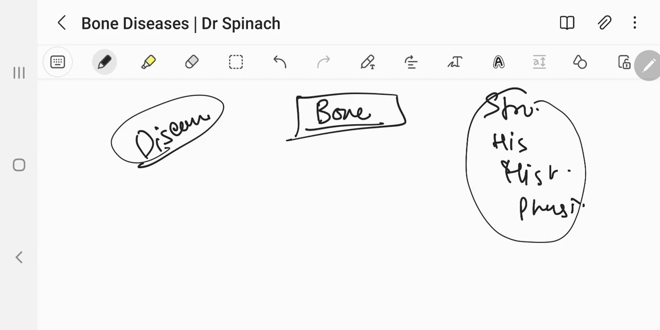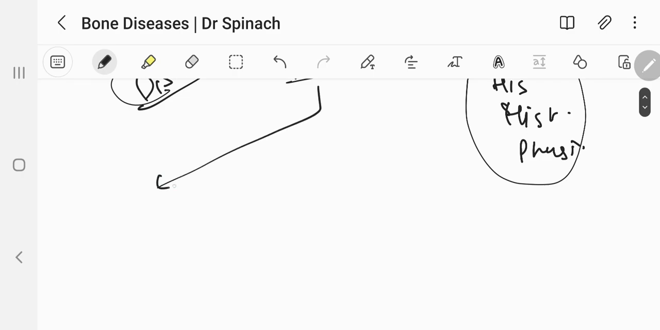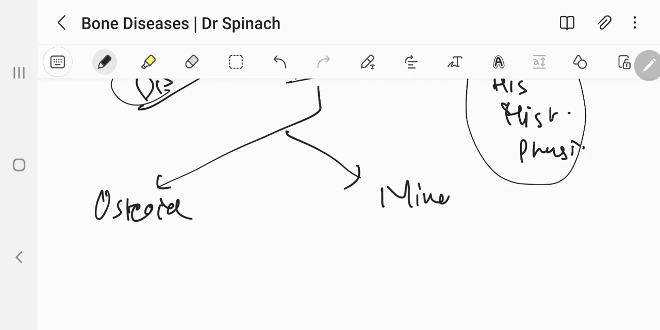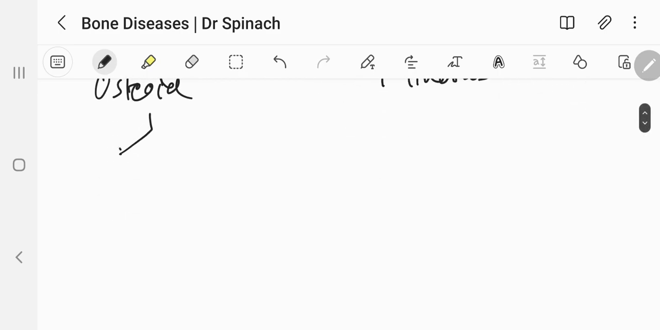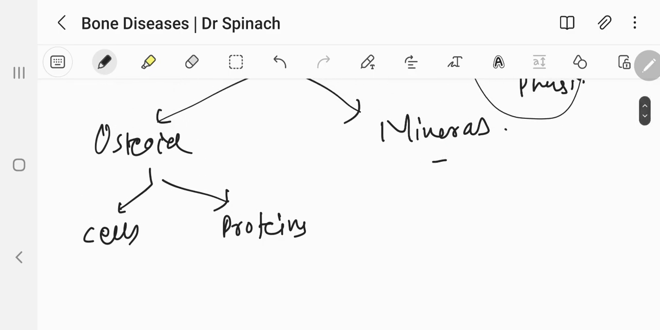Now, if you remember from my previous video in which I mentioned the histology, the bone is made up of two parts: osteoid, as well as minerals. Osteoid is composed of two things, the cells and the proteins, right? And what are the minerals we have? We have calcium basically, present in the form of calcium hydroxyapatite, right? And this calcium is actually increased in the body with the help of vitamin D.